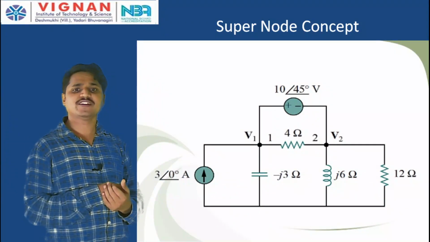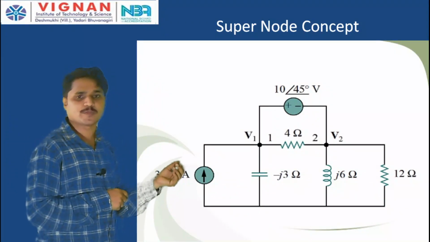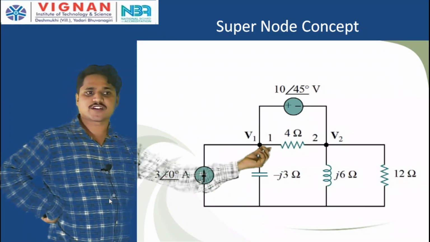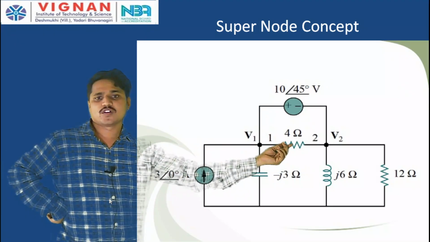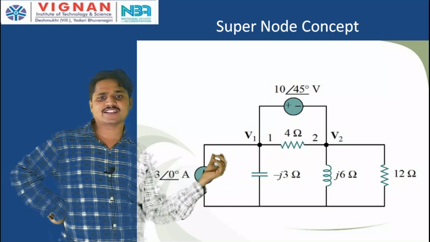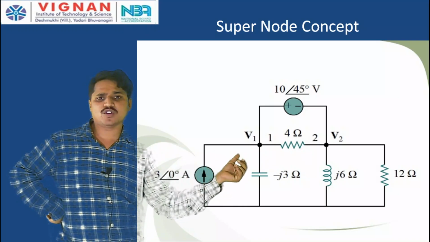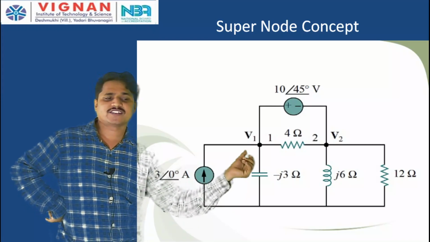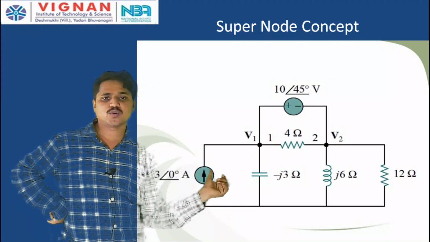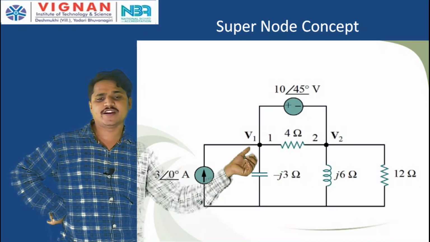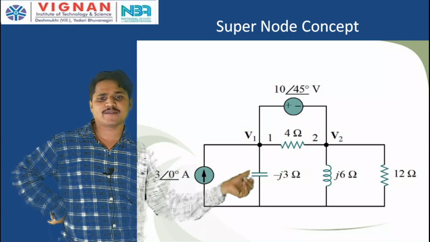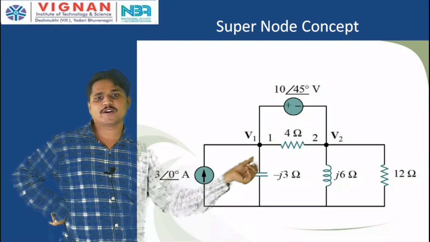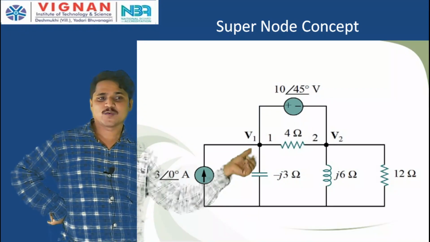Now, next one is the supernode concept. What does supernode mean? See here, how many nodes are there? V1 is there, V2 is there. Now, see here the current is coming here. So, apply the Kirchhoff current law at V1. Minus 3 at an angle 0 is coming, that is equal to the currents leaving: V1 by minus J3 plus V1 minus V2 by 4 plus what is this current?